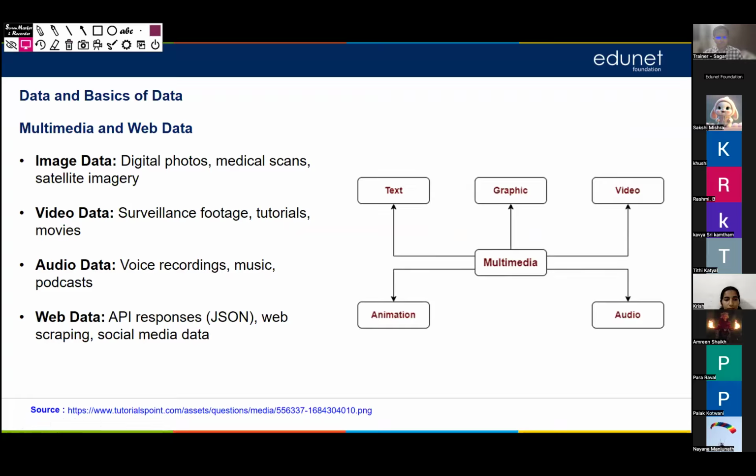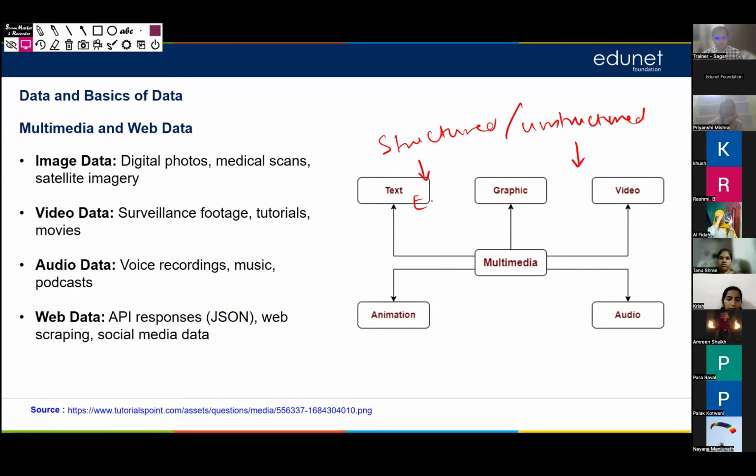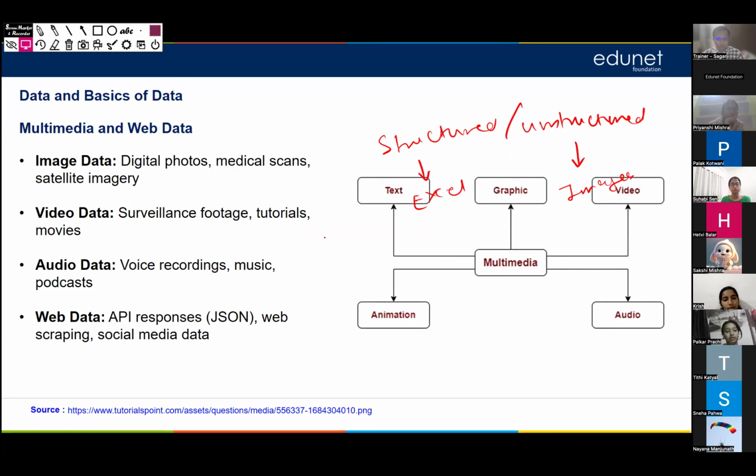So these are various types of data. Just to quickly summarize, we had structured and we had unstructured. Can anyone quickly tell me what was structured? An example of structured was a spreadsheet, an Excel sheet. And an example of unstructured? Images, videos.